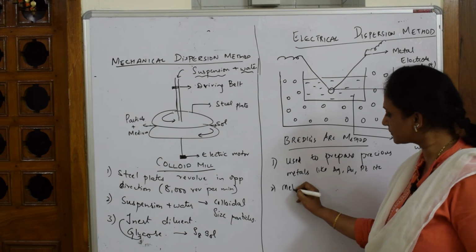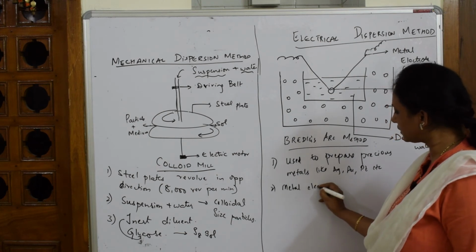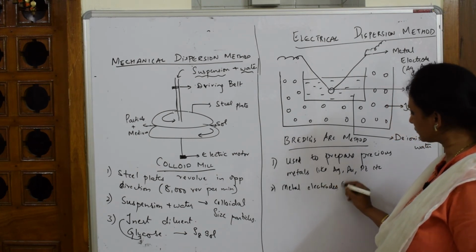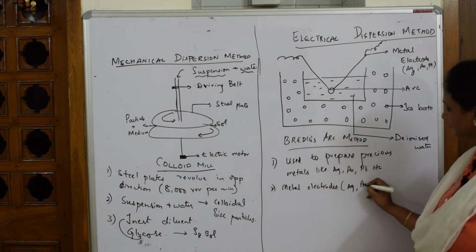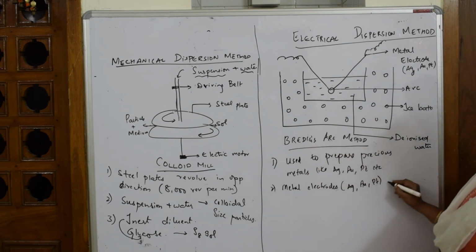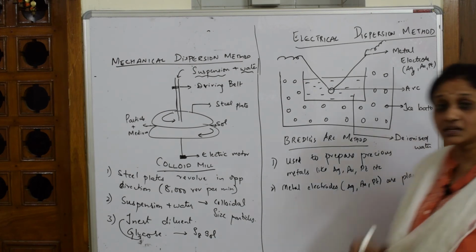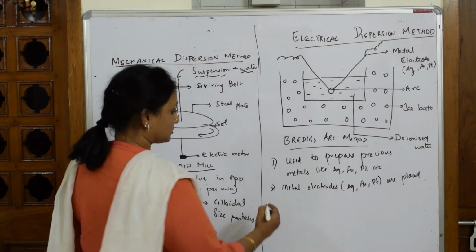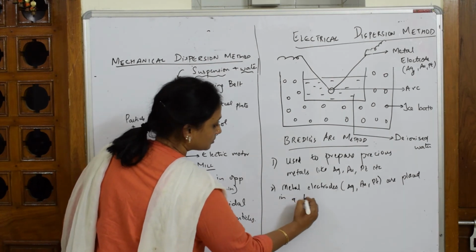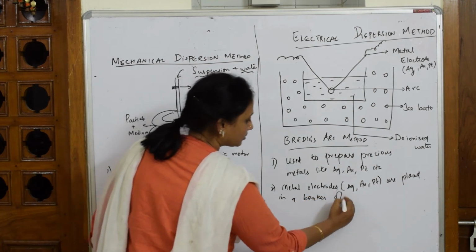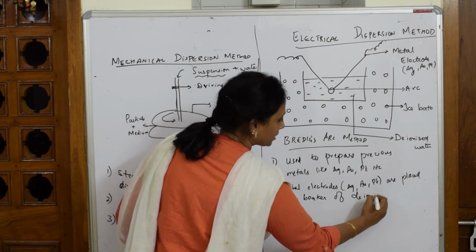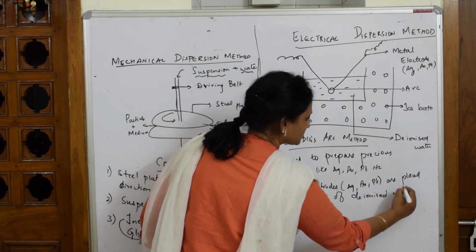Done. So let's write. First one, what should you write? Metal electrodes. What are the metal electrodes? Silver, gold, or platinum, right? They are placed in a beaker of deionized water. Okay, this is also done.